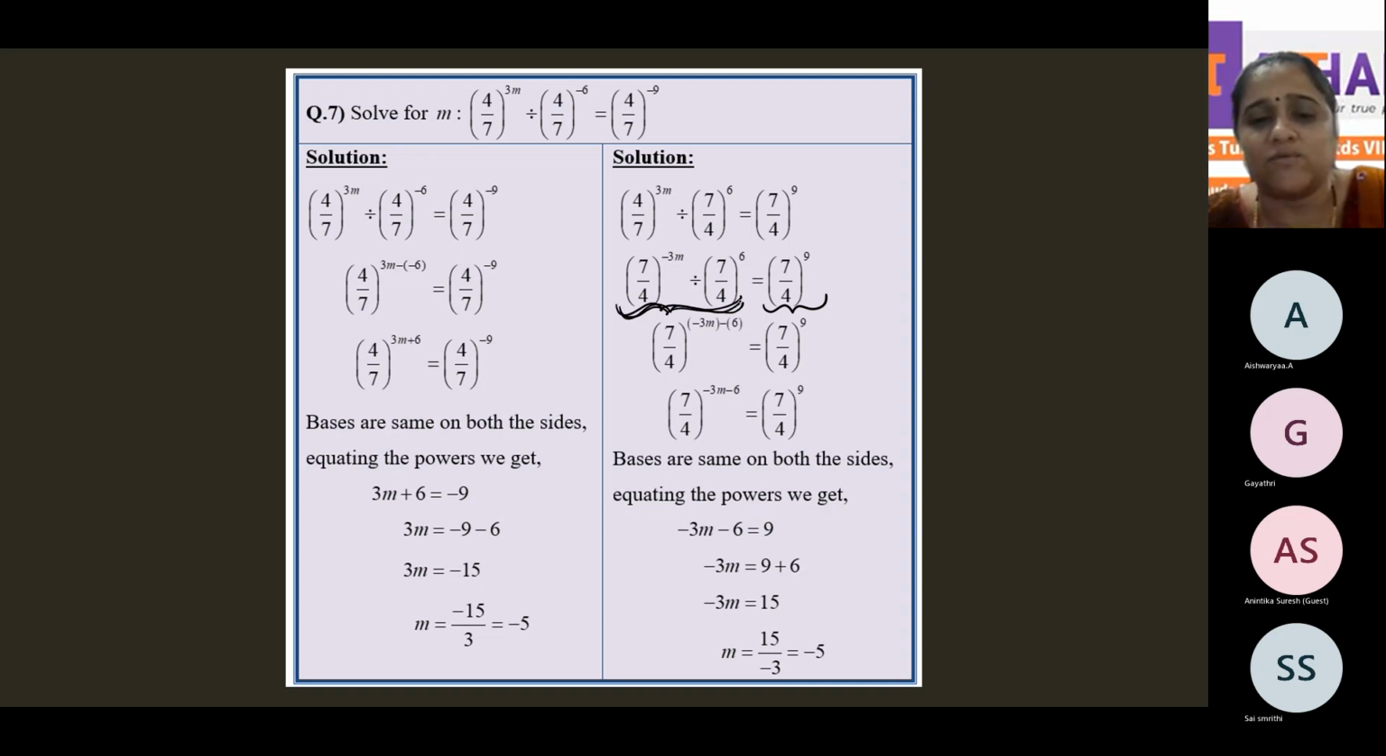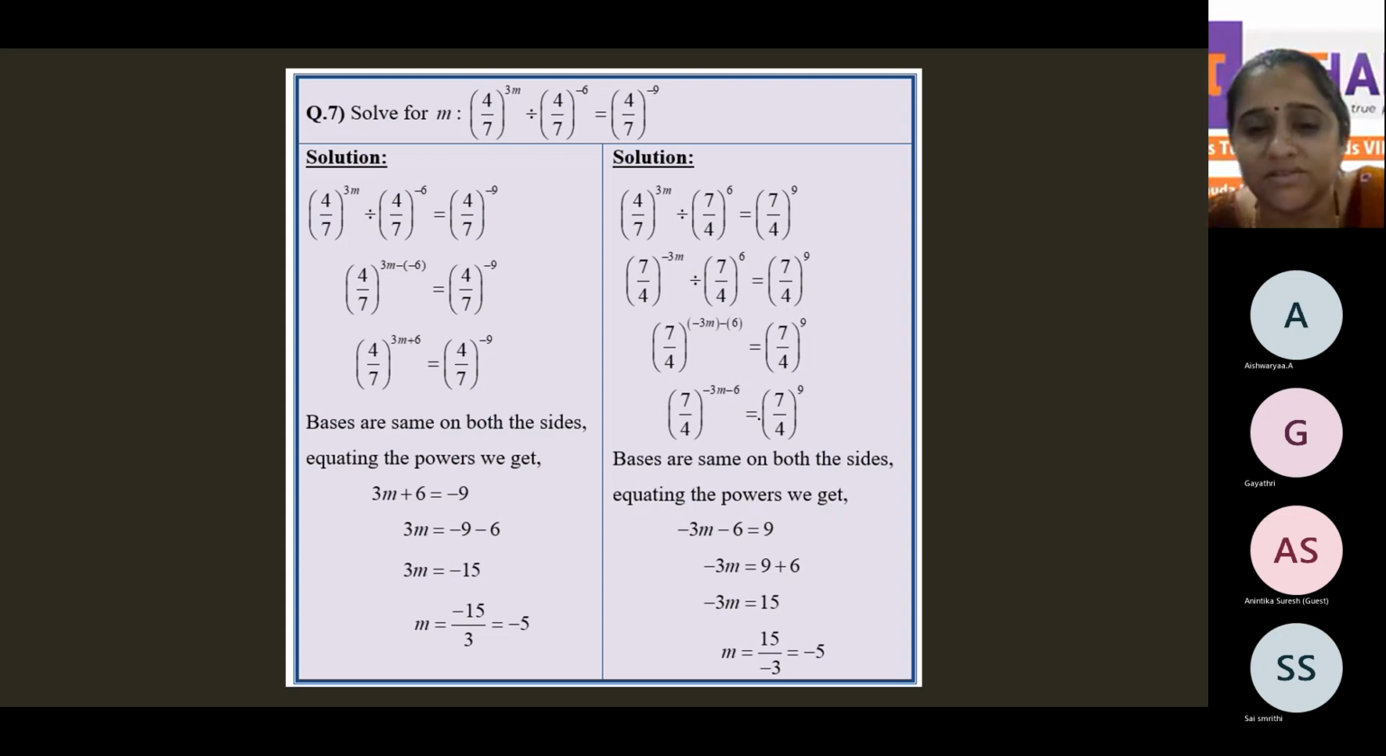So in the LHS, what you have? Only these two. Bases are same, it's division, subtract the powers. So 7 by 4 is the base, subtract the powers, minus 3m, minus 6. I've written the powers in brackets and taken a minus sign in the middle, indicating subtraction. Is equal to, here in the RHS, there's only one thing, no? So nothing to be simplified there. So write that as it is. Again, coming back to the LHS, minus 3m minus 6 is equal to 7 by 4 to the power 9.